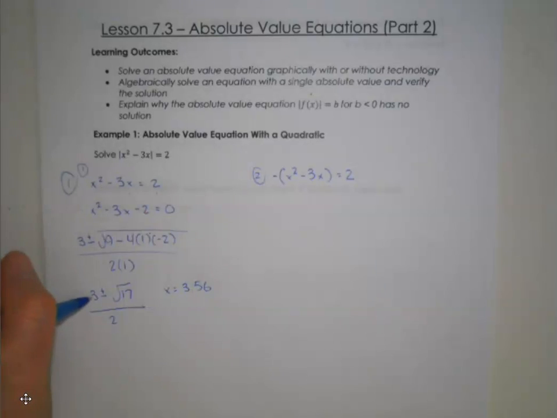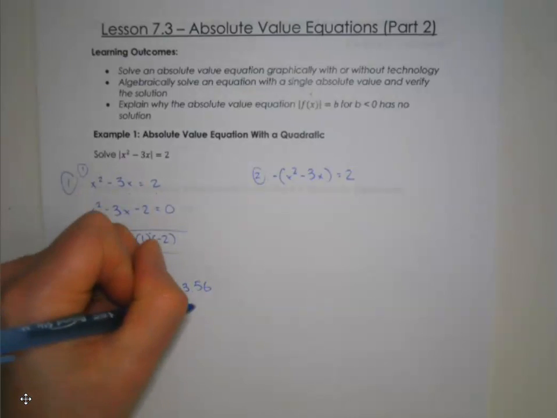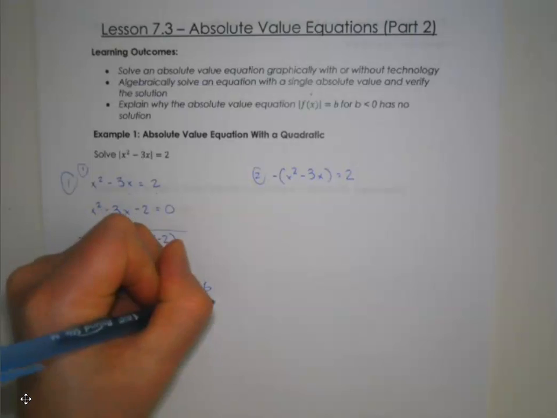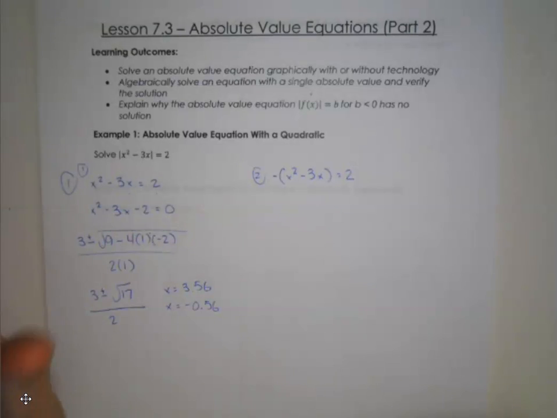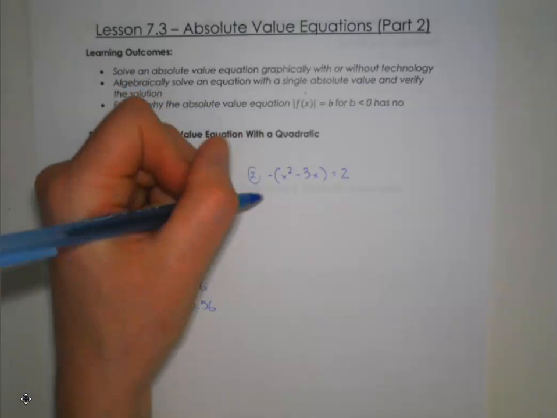And if we do 3 minus the root of 17 over 2, we end up with x being equal to negative 0.56. Okay, now we don't have our acceptable values set up yet to determine if those work. So we'll do that after we solve case 2 and we make a graph for it.